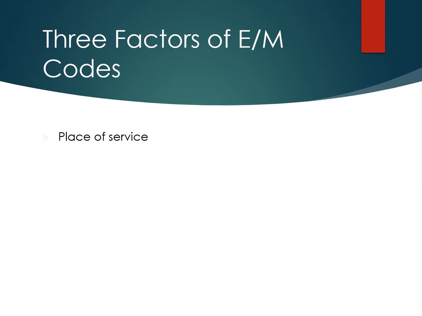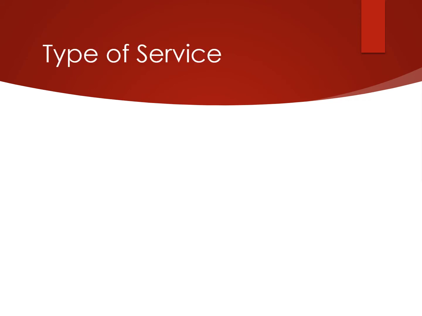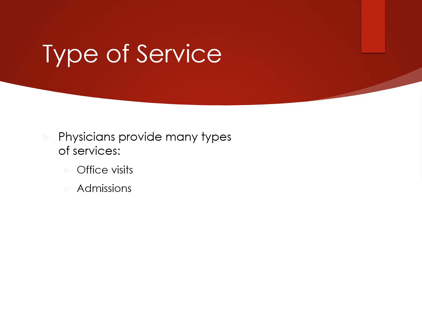Where was the patient seen? Hospital, office, home, observation, emergency department. The type of service also is what we need to take into consideration. Place of service, as I said, can be office, emergency room, home. The type of service could be an office visit, an admission, consultation, or others.